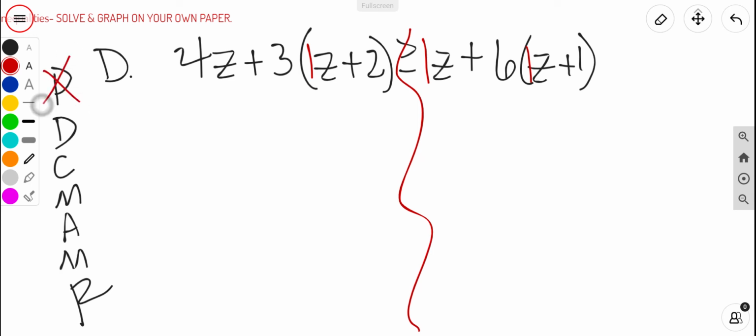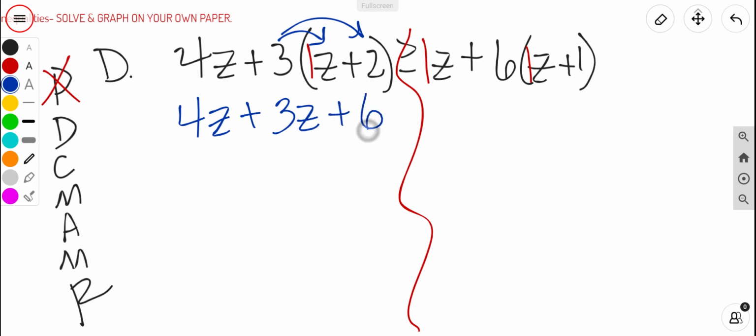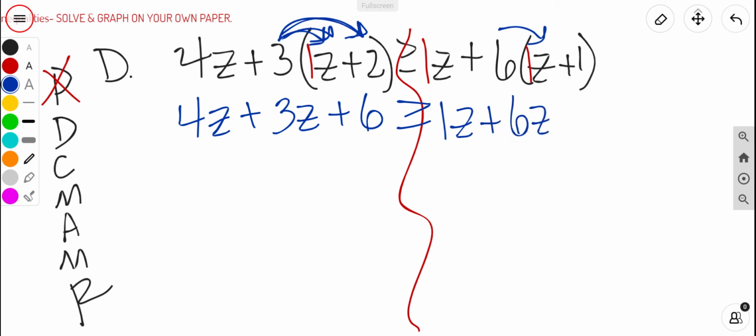Okay, next up, distribute. I got some parentheses. So 4z plus 3z plus 6. And I got that by doing 3 times 1z and 3 times 2. And then I got greater than or equal to 1z. Okay, and again, 6 times 1z is a 6z. And 6 times 1 gives me 6.